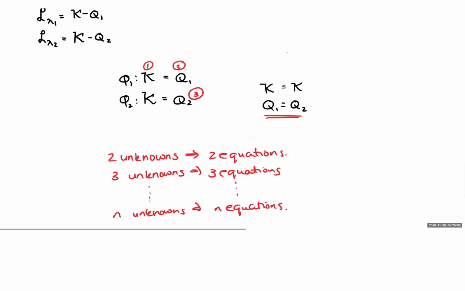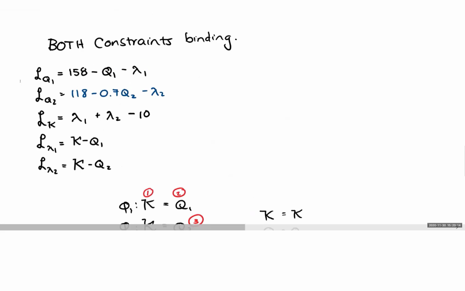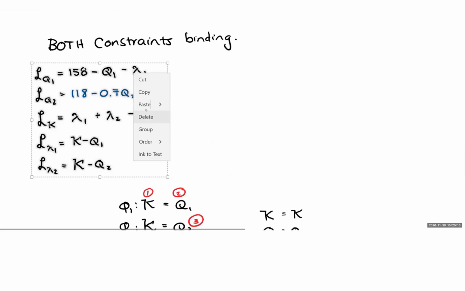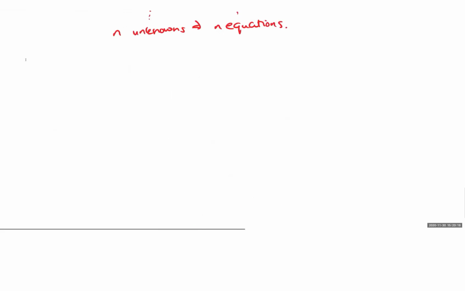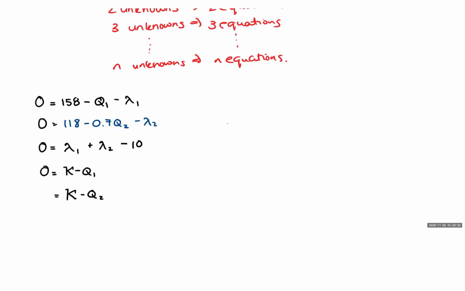So, can't solve this using the constraints alone, but both constraints are binding. So how do we go about doing this? So what I'm going to do is I'm going to take all 5 equations. So I have 5 equations. All of these derivatives are going to be set to be equal to 0. This way, both constraint 1 and constraint 2 are being considered. I did not set either lambda 1 nor lambda 2 to be equal to 0.